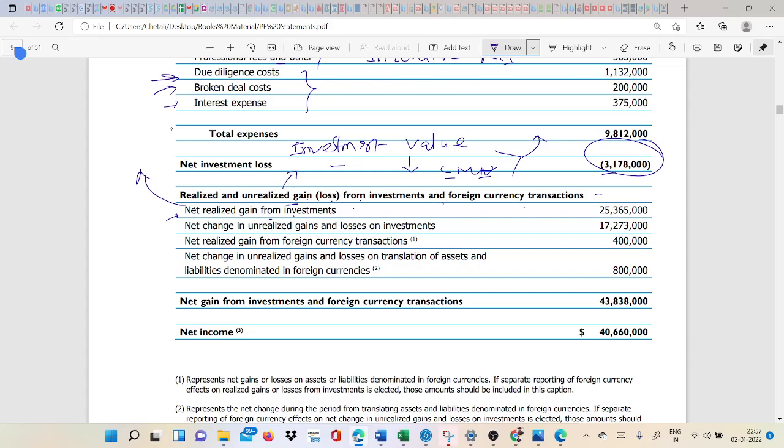Net realized gain from investment they have around this. Net change in unrealized gain and losses on investment, still it is a positive amount, means they have unrealized gain here also. Net realized gain from foreign currency transactions, net change in unrealized gains and losses on translation of assets and liabilities denominated in foreign currencies, and net gain from investment and foreign currency transactions.